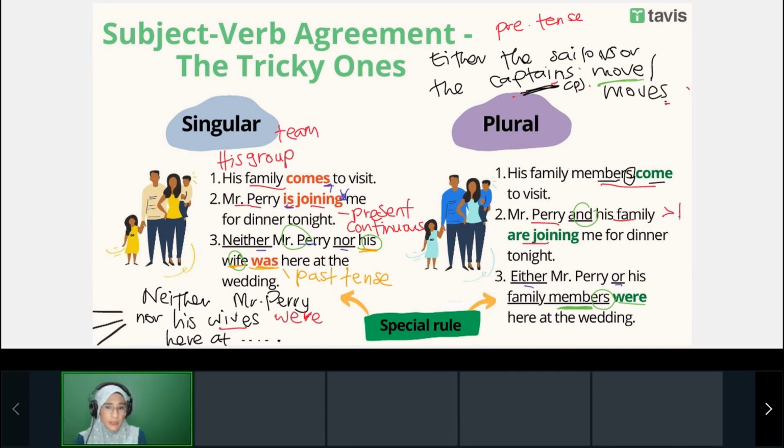Okay. So for present tense, it's a little tricky, but for past tense, it's all simple, where this one will be just moved. Okay, moved. All right. But let's say if you are using present continuous, where you need to add a helping verb, so if let's say we switch to, okay, let's say I have this for you. Okay, either the sailors or the captains.